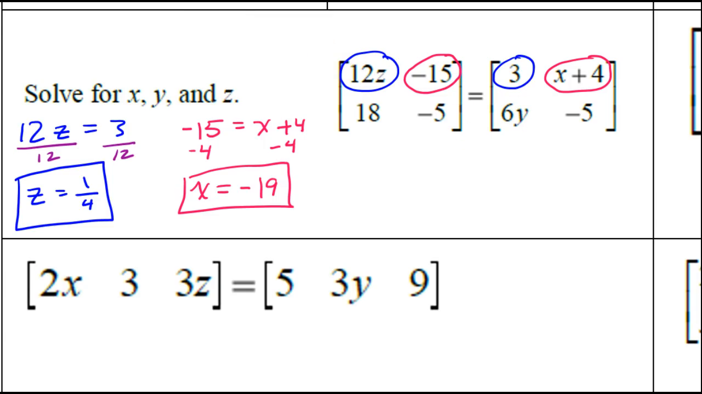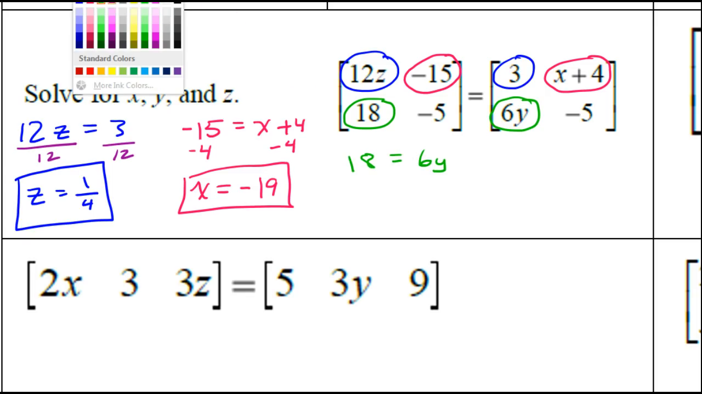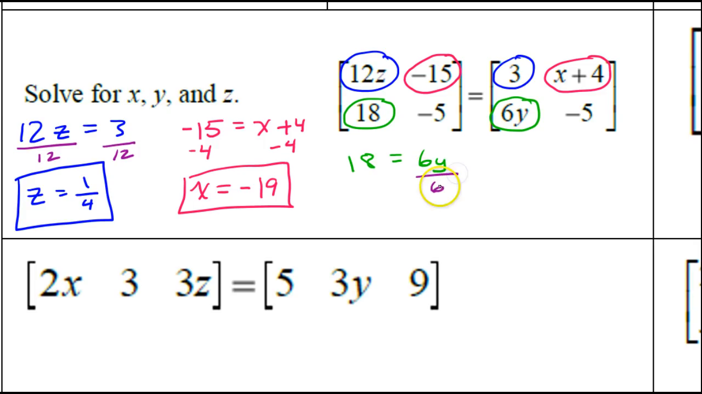Okay, and finally, if I want to find the value of y, I could set these corresponding elements equal to each other, as they must be. So 18 must equal 6y. To get y by itself, of course, I would divide both sides by 6, which tells me that y is equal to 3. Okay, so we have solved for x, y, and z.